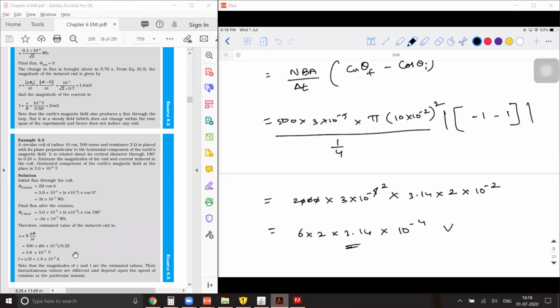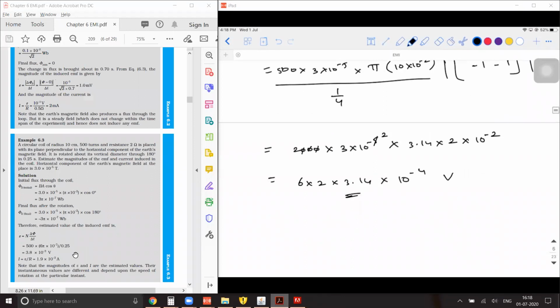If you multiply everything, I think you should get it somewhere around 3.8. So 3.8 into 10 power minus 3 volts. Similarly, current is whatever value you found divided by the resistance. So what is the resistance of the coil? 2 ohm, right? So whatever is the value divided by 2, those many ampere.